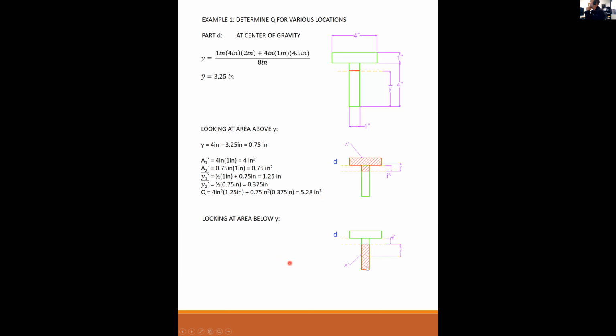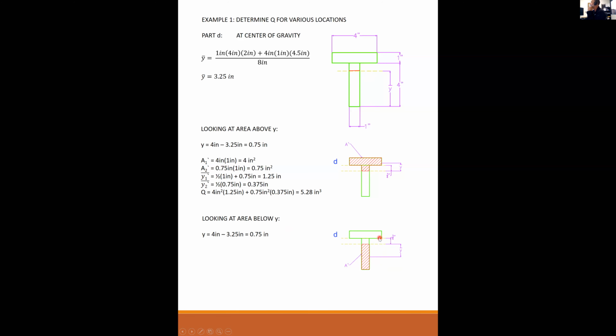So if I look at A prime from below, what should Q be? If I solve for it from the area below, what should Q equal? The same. The same, 5.28. So if I look at the area from below the cut plane, remember this is my cut plane right here. I'm looking at the area above the cut plane and the area below the cut plane.